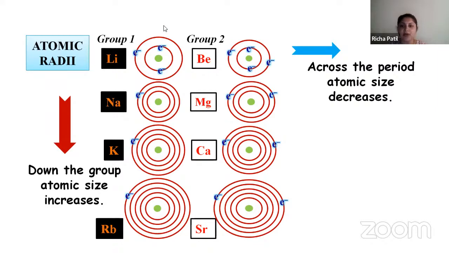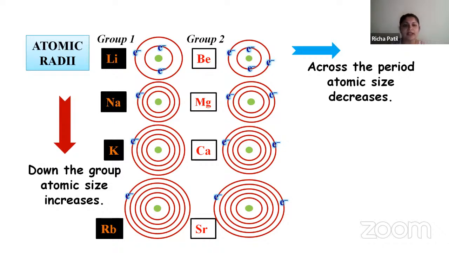So they readily lose electrons, and thus they form what? They form M plus ions. What does plus indicate? Plus indicates that there is a loss of electron, that is, they are giving electrons. So that is M plus ions. They can readily lose electrons.